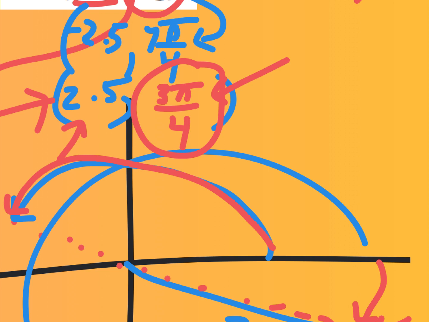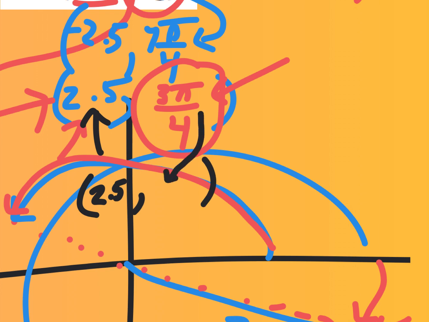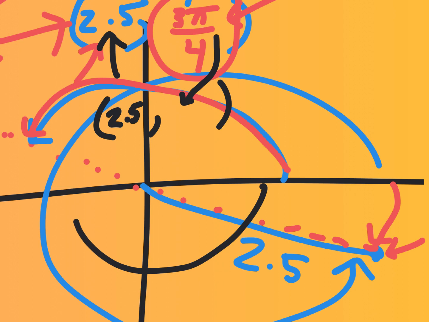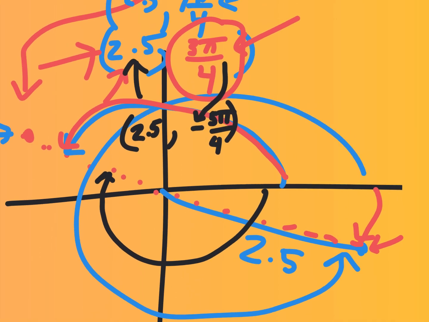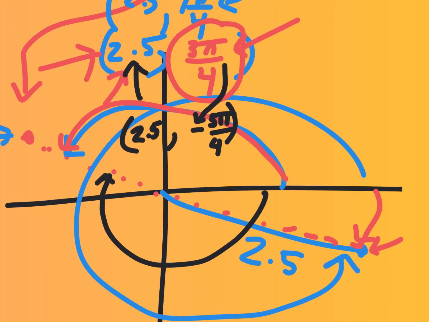So we can leave this the same. Say 2.5, comma, and then we can replace this. 3 pi over 4 is the same as negative a whole bunch of pi over 4s, negative 5 pi over 4. Now, if you wanted it to be negative r, then that'd be a whole different thing.